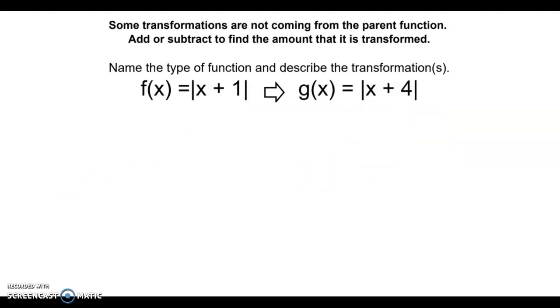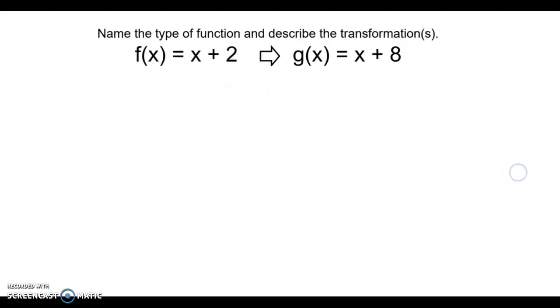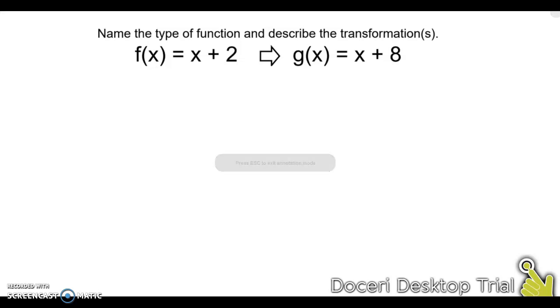Let's do another one. This is a function, f of x equals x plus 2. This should be a common function. This should be something you know because it's linear. Think of y equals mx plus b. And we are moving it to the function g of x equals x plus 8.